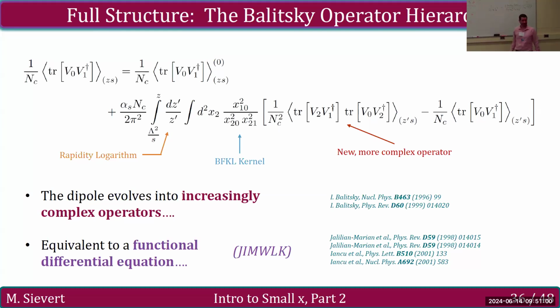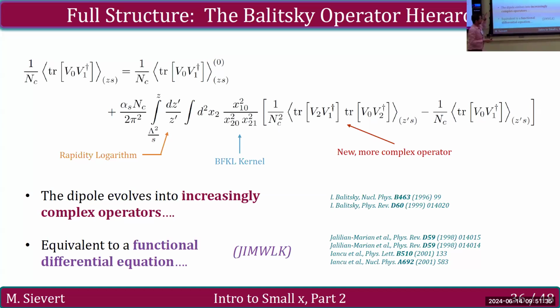This is just a perfect square. This is equal to x1 minus x0 minus x2 minus x0 squared over x1 minus x0 squared, x2 minus x0 squared. These guys cancel, and this is x12 squared over x10 squared, x20 squared. This is the famous BFKL kernel. This is the piece that appears here in the emission kernel for your gluons.